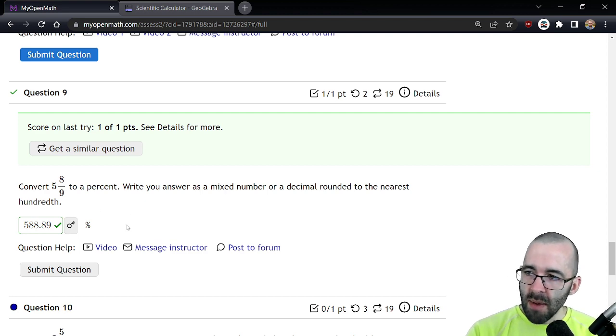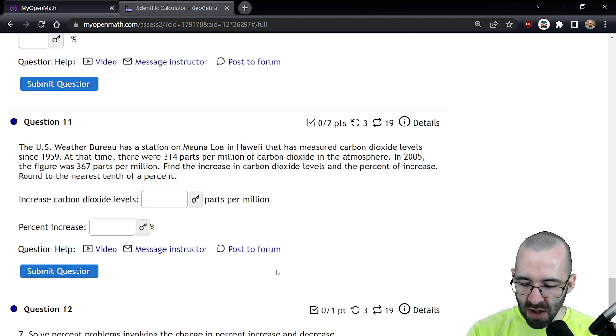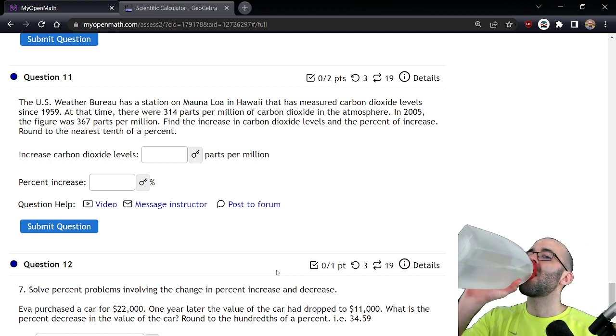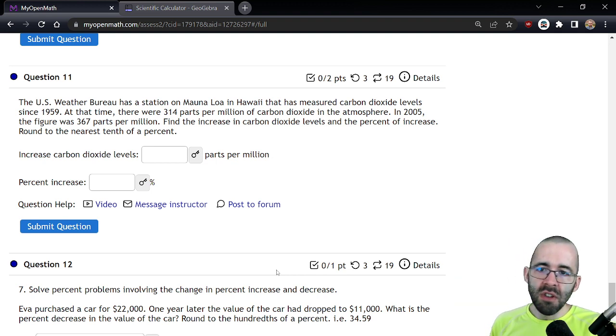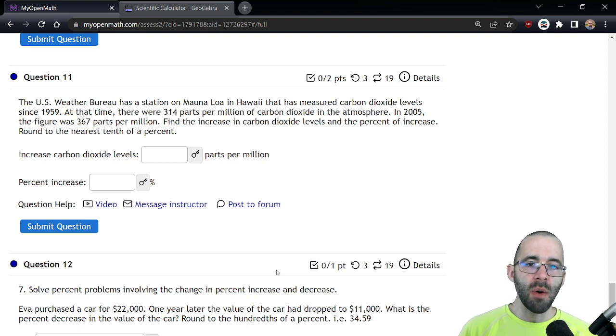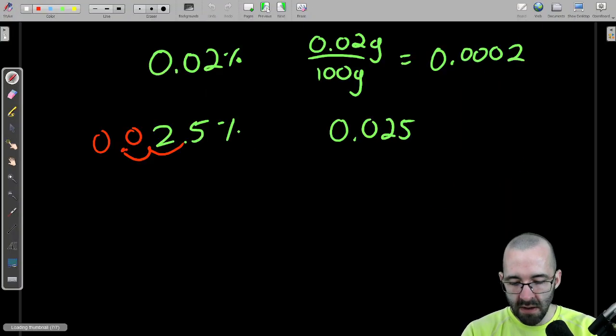All right, last problem I want to talk about is usually a pretty tricky one. It's an application problem, and it's talking about percentage increase. So let's say that we're looking at the U.S. Weather Bureau, and they have a station in Mauna Loa in Hawaii. And it measures carbon dioxide levels. It's been doing this since 1959. So at that time, in 1959, there were 314 parts per million.